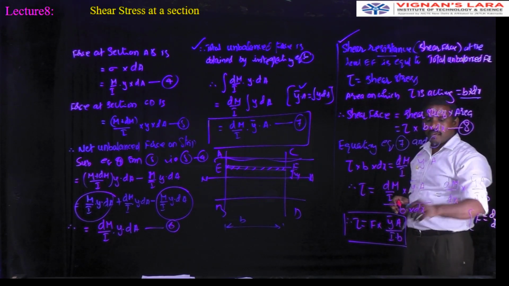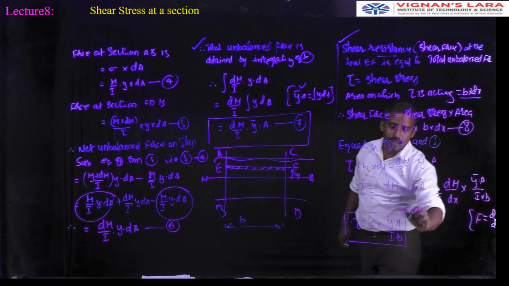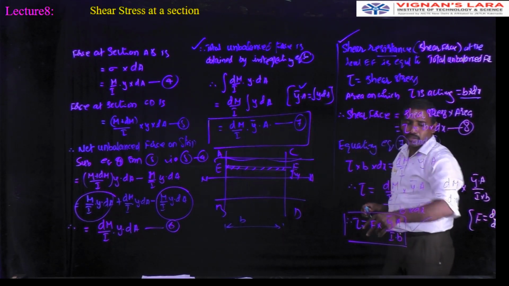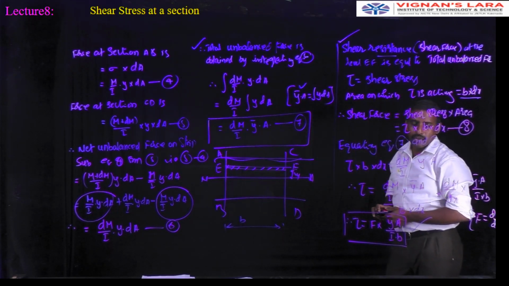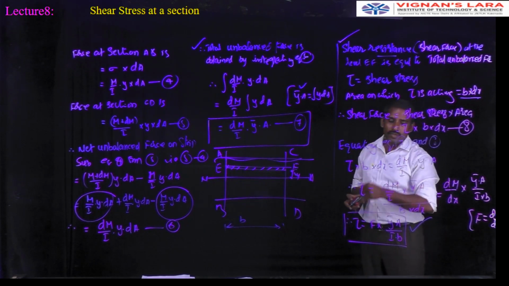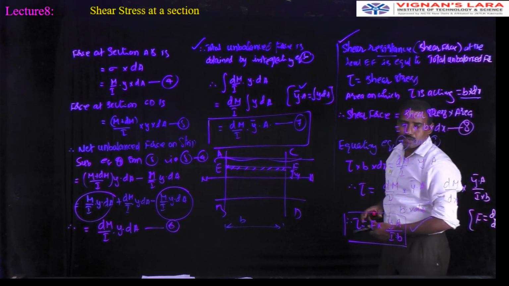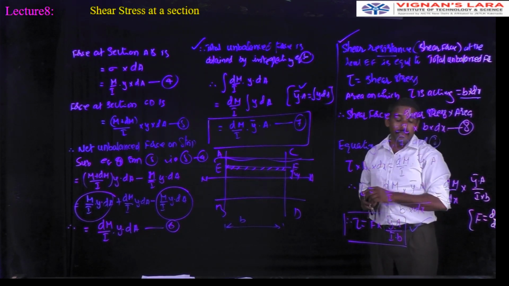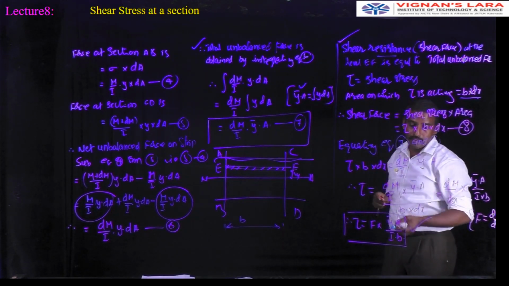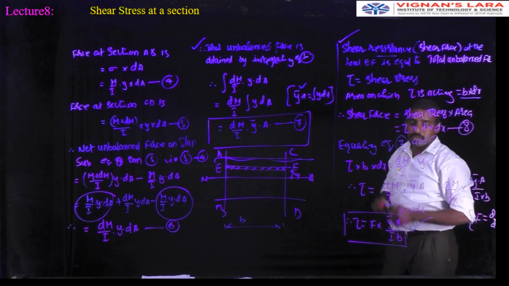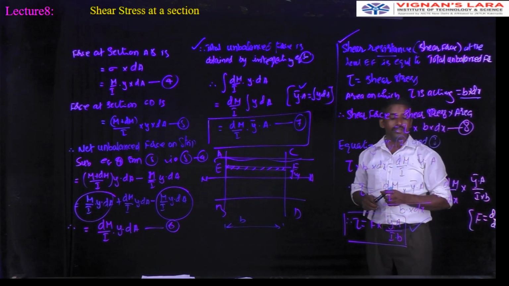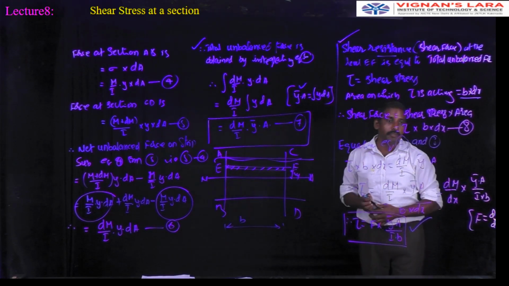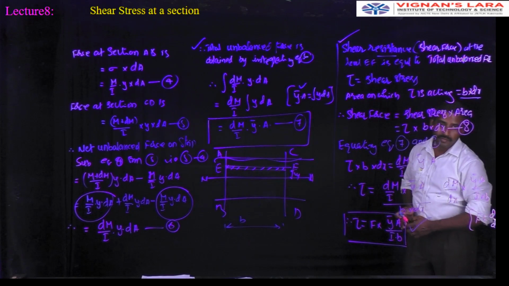From that, finally we obtain the shear stress tau is equal to F into ȳ into A by I into B, where tau is the shear stress, F is the shear force, ȳ is the centroidal distance of the area from the neutral axis, keep it in mind, and I is the moment of inertia of the entire cross section about its neutral axis, B is the width of a particular section.